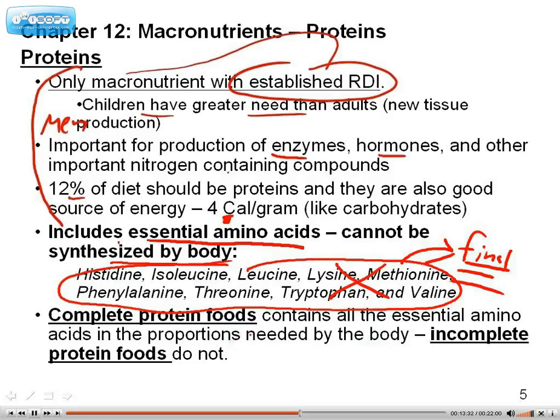Complete protein foods contain all the essential amino acids in the proportions needed by the body. Chicken, fish are the ones that come to mind. Incomplete protein foods do not. So any type of cookies, which technically has a little bit of protein, not much, depending on the type of cookie you have, that would be considered incomplete if it doesn't have everything.